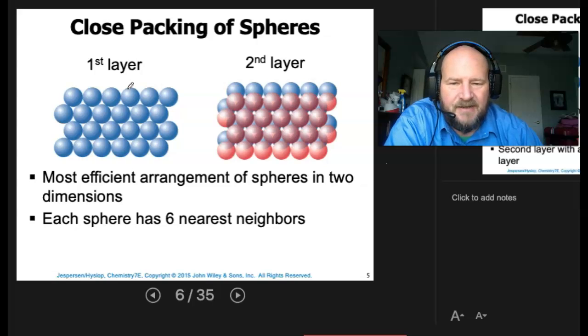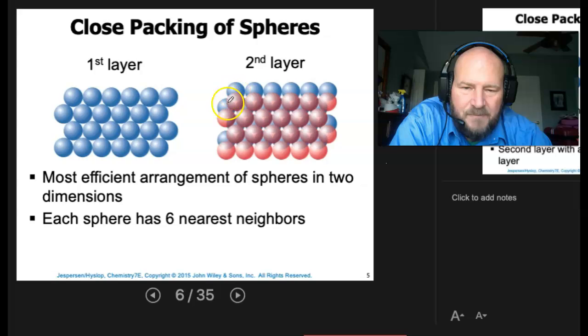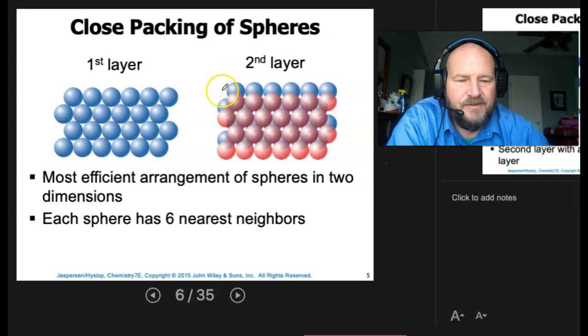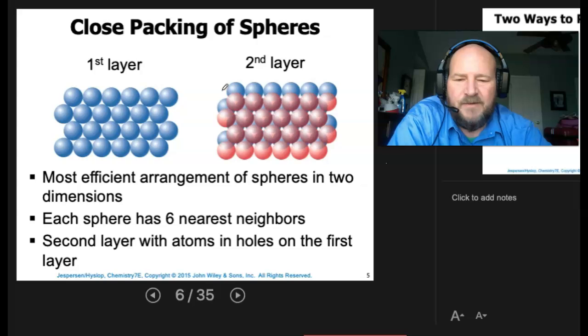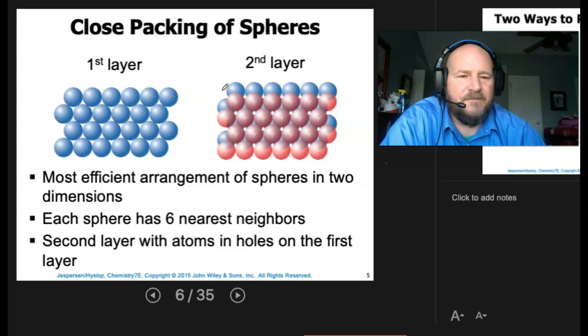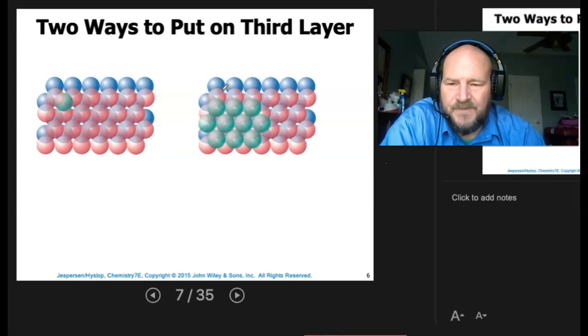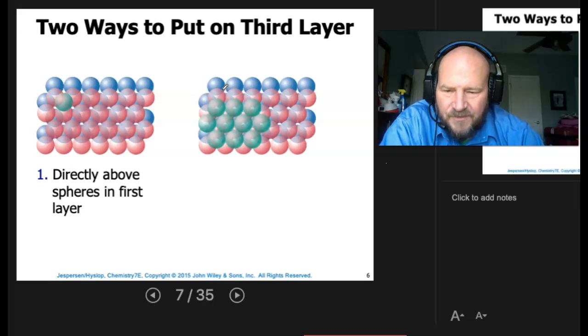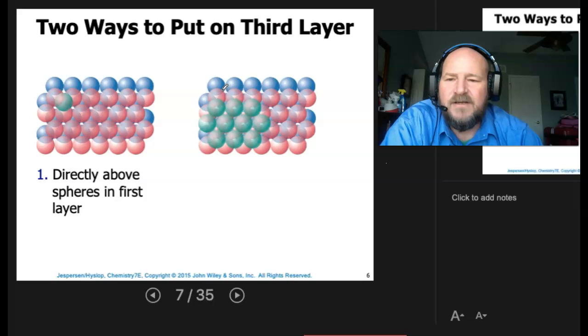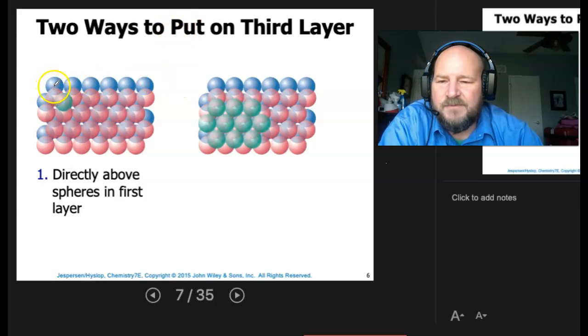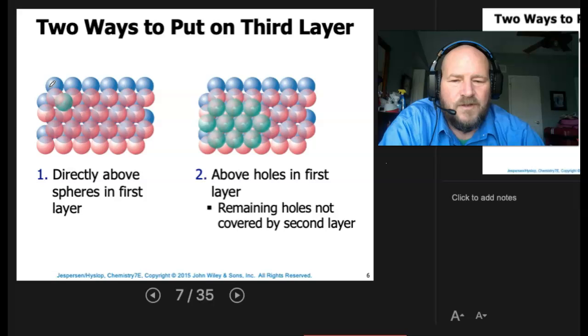When we bring in that second layer, you can see now they're ball to ball, if you will. The second layer has atoms sitting in holes on the first layer. Now, there's going to be 2 ways to put on a third layer. As we grow, there's a couple ways to do this: directly above the spheres in the first layer, or above holes in the first layer. So we can either be the same height or we can be down one. Those would be our two options.